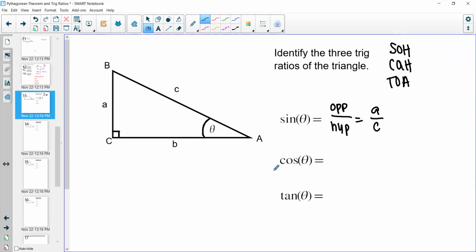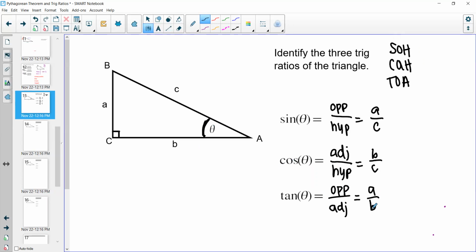Then we want to talk about the cosine. Now the cosine is the ratio of the adjacent side (ADJ) over the hypotenuse. And our adjacent side is the shared side with our angle that's not the hypotenuse. So that's going to be B over C. And then our last one is our tangent, which is the opposite over the adjacent side. And opposite over adjacent in this case would be A over B.